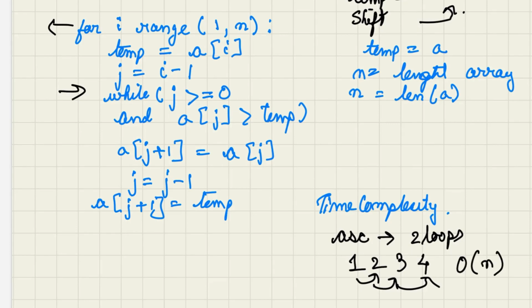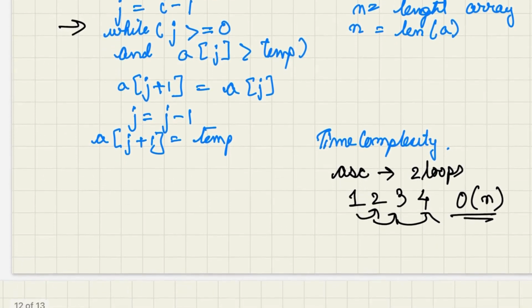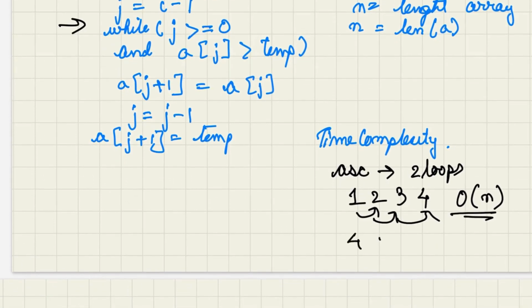Guess what the worst case scenario will be? What will be the time complexity for our worst case scenario? How will it exactly look like? It will have 4, 3, 2, and 1. So we have to compare each element and shift each element in order to get it into ascending order. So the time complexity for our worst case will be O of n square.